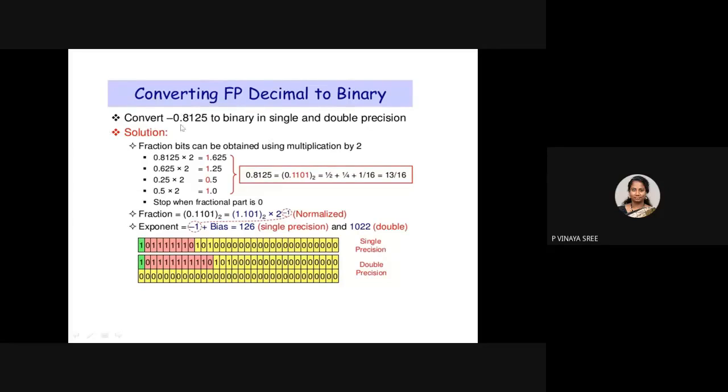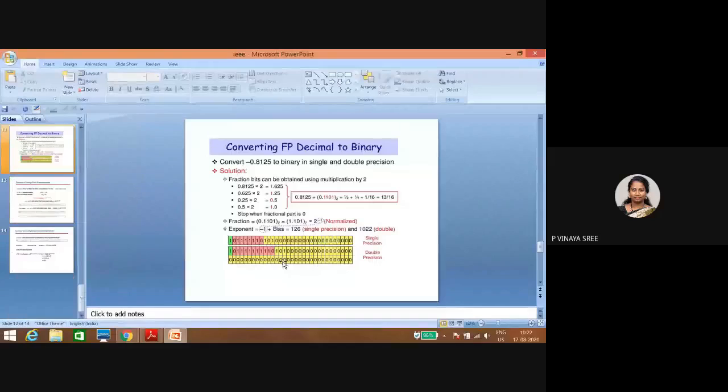You can get a question like this. Convert -0.8125 to binary in single and double precision. The solution: here we don't have an integer part, it is showing zero. So for the fractional part, you have to do multiplication. If you do multiplication, you get 1101, so 0.1101. Now for normalization, we would normally shift to the right, but here we already have 0.11, so you have to shift to the left. Let me write an example so that you can understand.